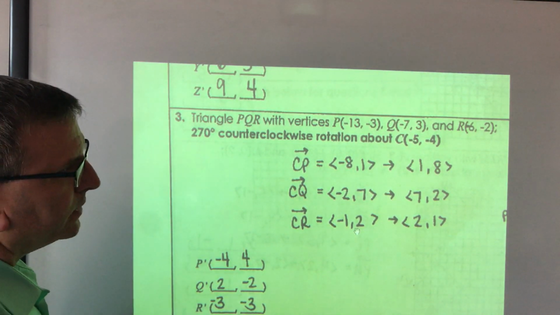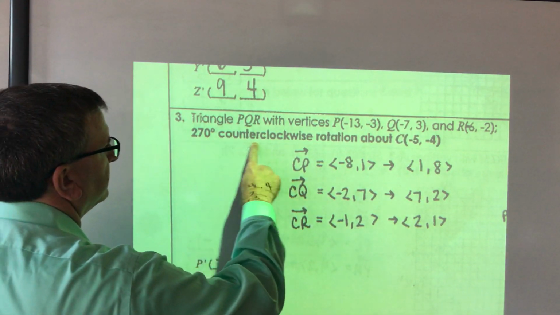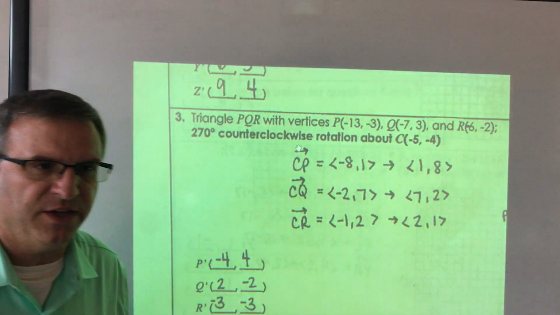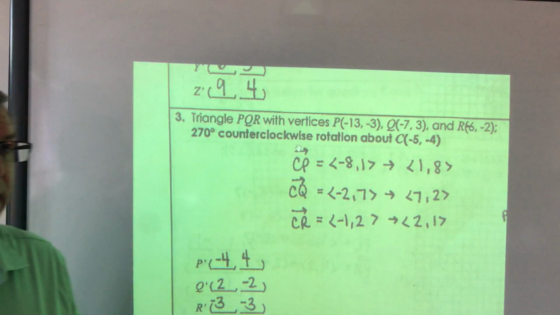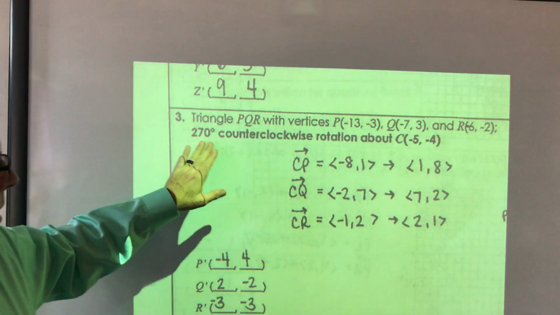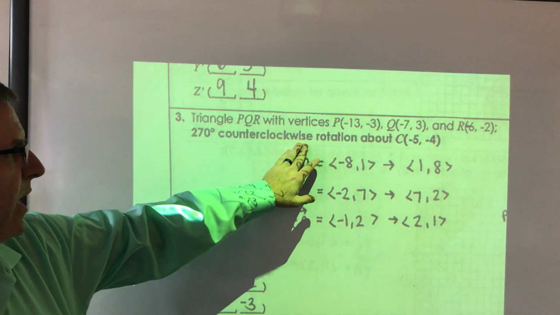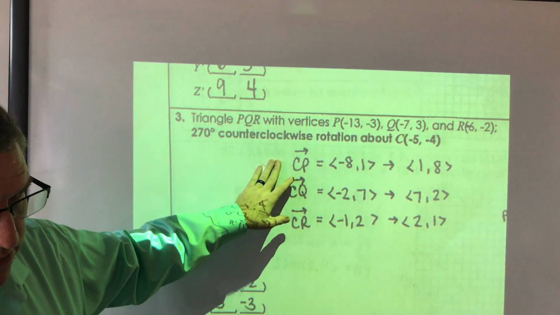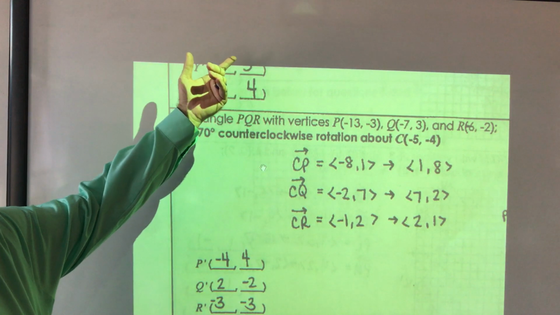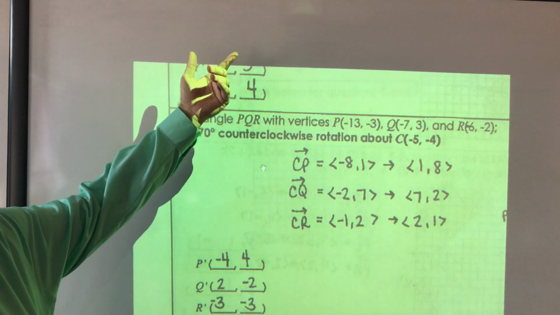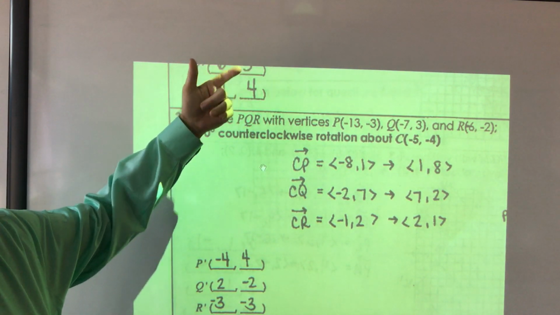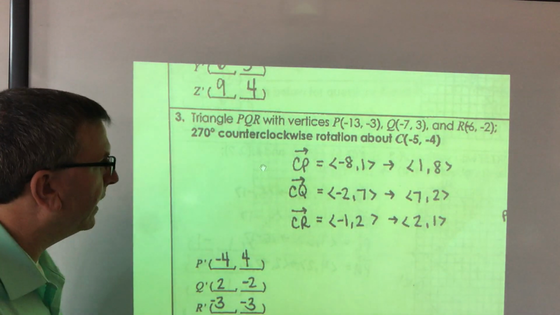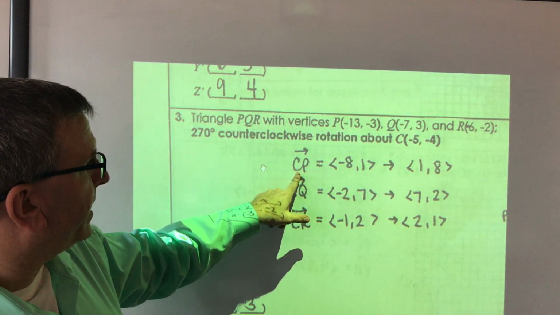So now here's the rule to apply for 270 degrees counterclockwise. One of the things that I didn't mention about the previous one, when we were at 90 degrees counterclockwise: what is 270 degrees counterclockwise equal to? 90 degrees clockwise. So in our previous problem, where we had 90 degrees counterclockwise, it's the same as 270 degrees clockwise. All right, so vector CP.